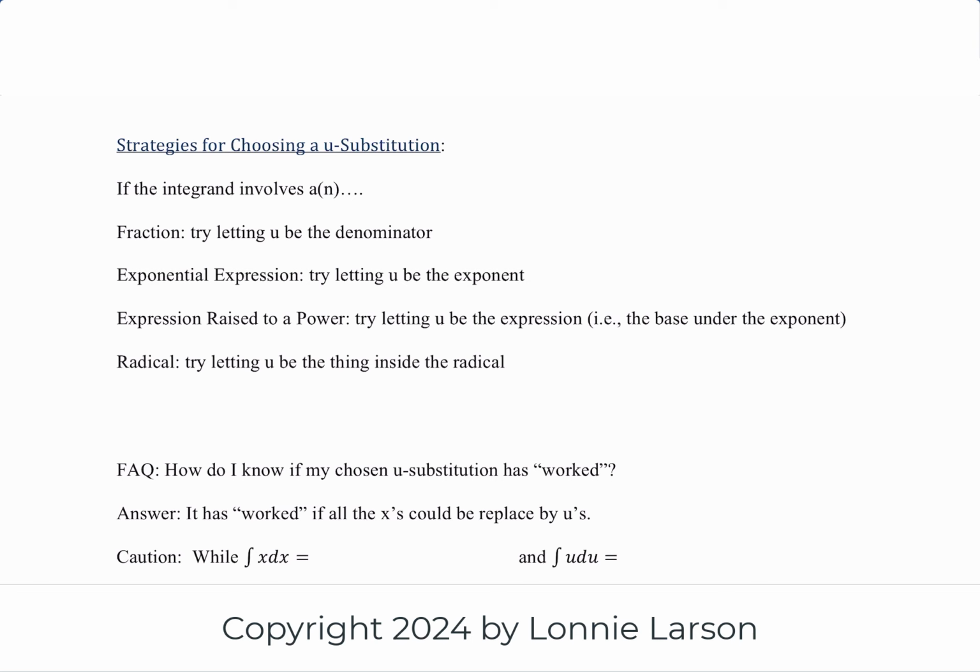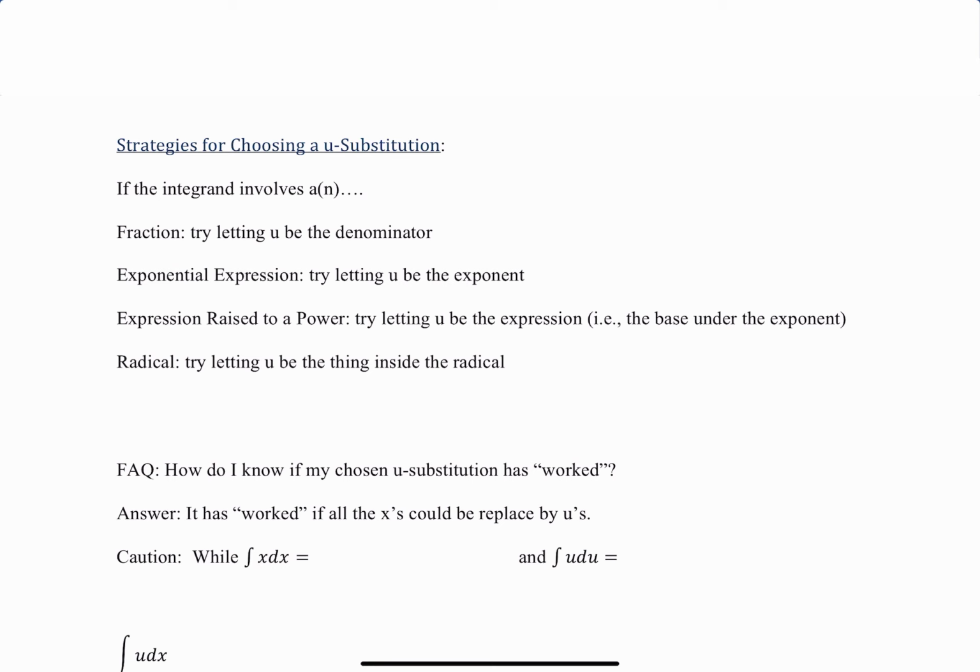As promised, we'll now talk about how I knew to let u be the denominator and not the numerator? Well, there are a few strategies for picking u substitutions that work, and here they are. If the integrand involves a fraction, try letting u be the denominator. If the integrand involves an exponential expression, try letting u be the exponent. And that's what we did in example 1.